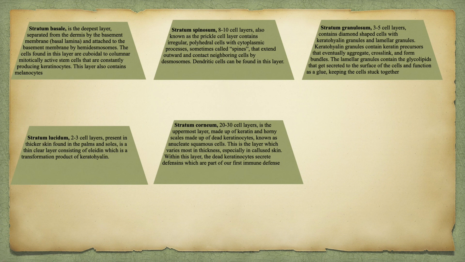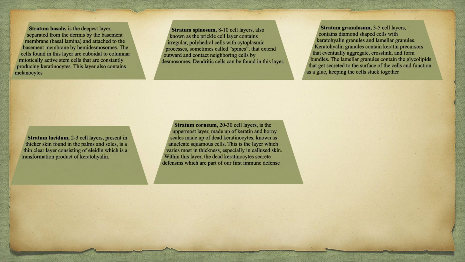Stratum lucidum has from 2 to 3 cell layers, present in thicker skin found in the palms and soles. It's a thin clear layer consisting of eleidin, whose transformation produces keratin.